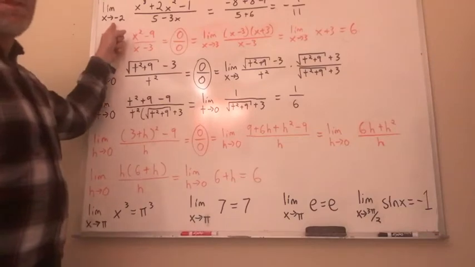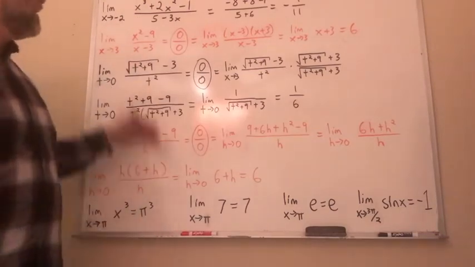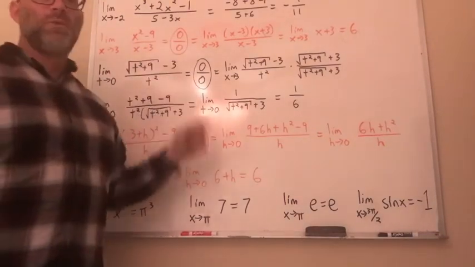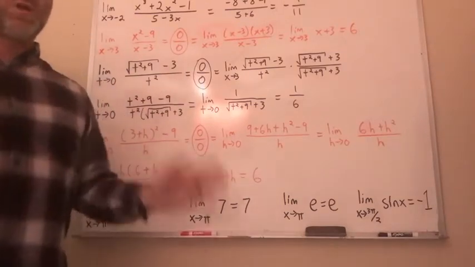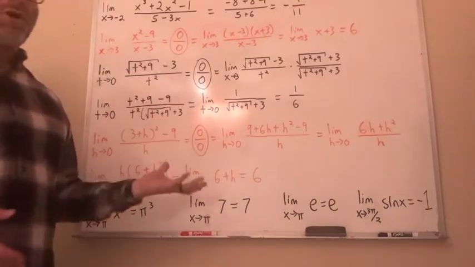I plugged in the x values approaching, got what f of x is approaching. These two problems, they both came up with 0 over 0, which is indeterminate form. I don't know, and so I did more work. Algebra. That's it.